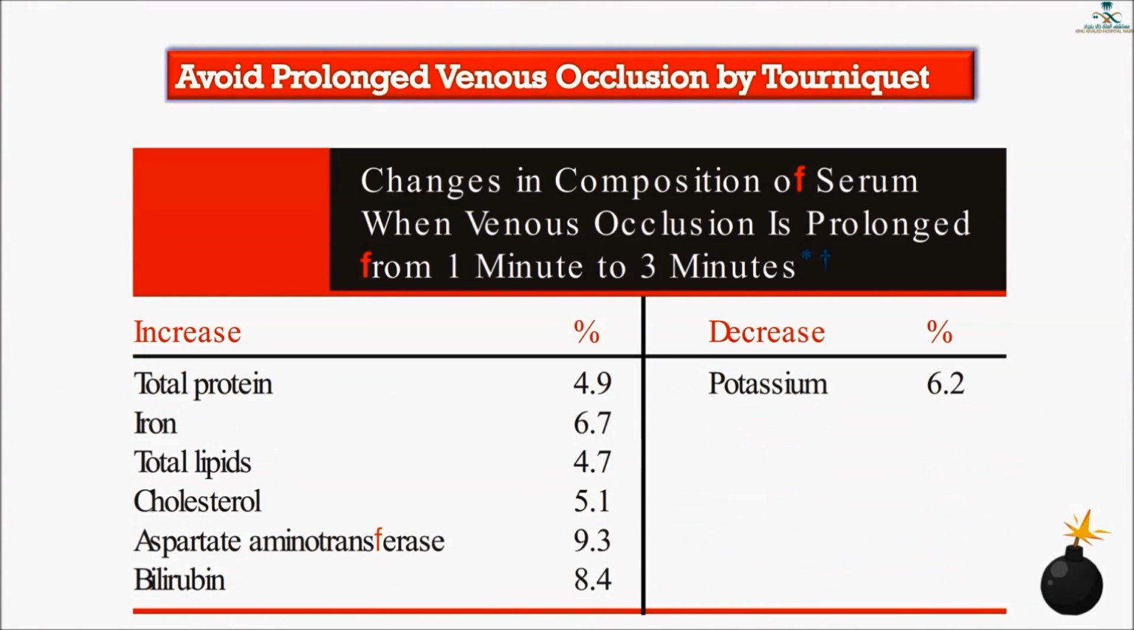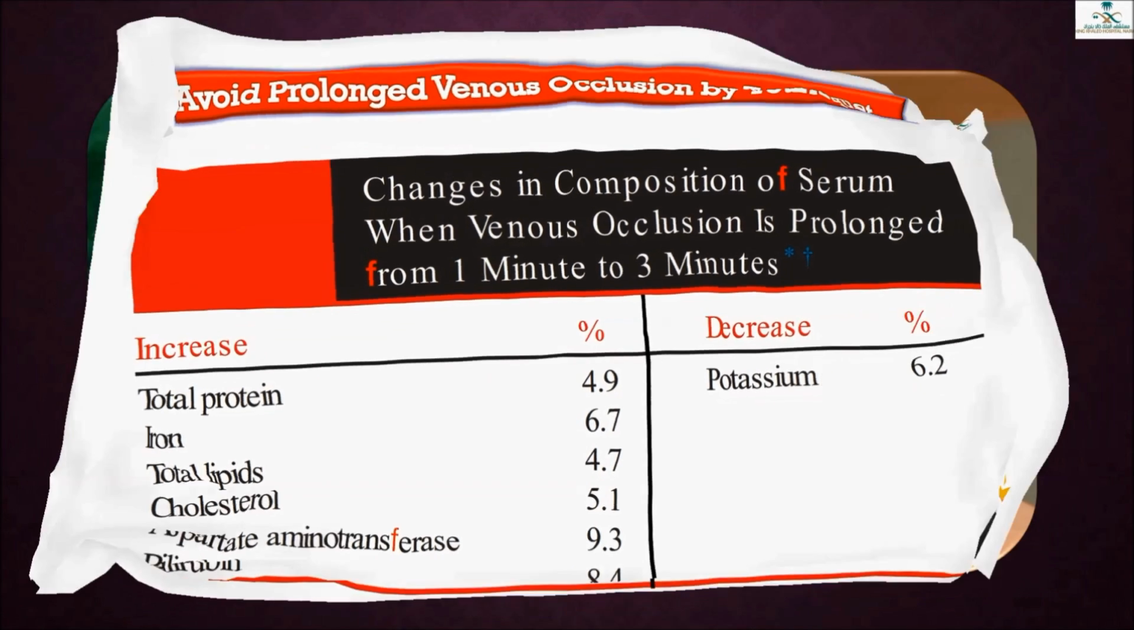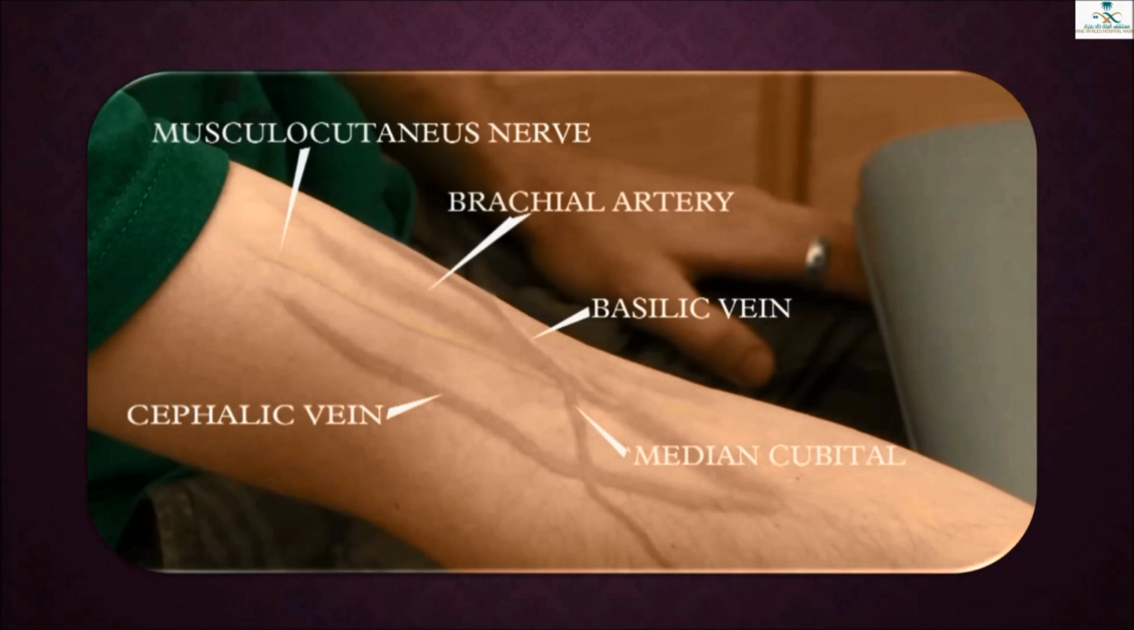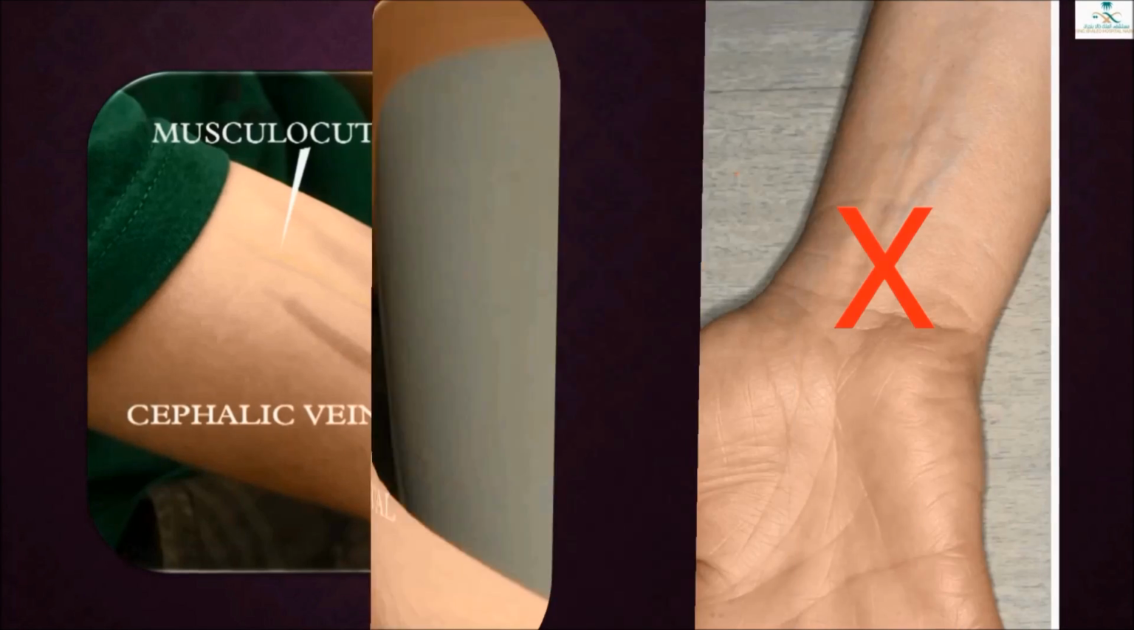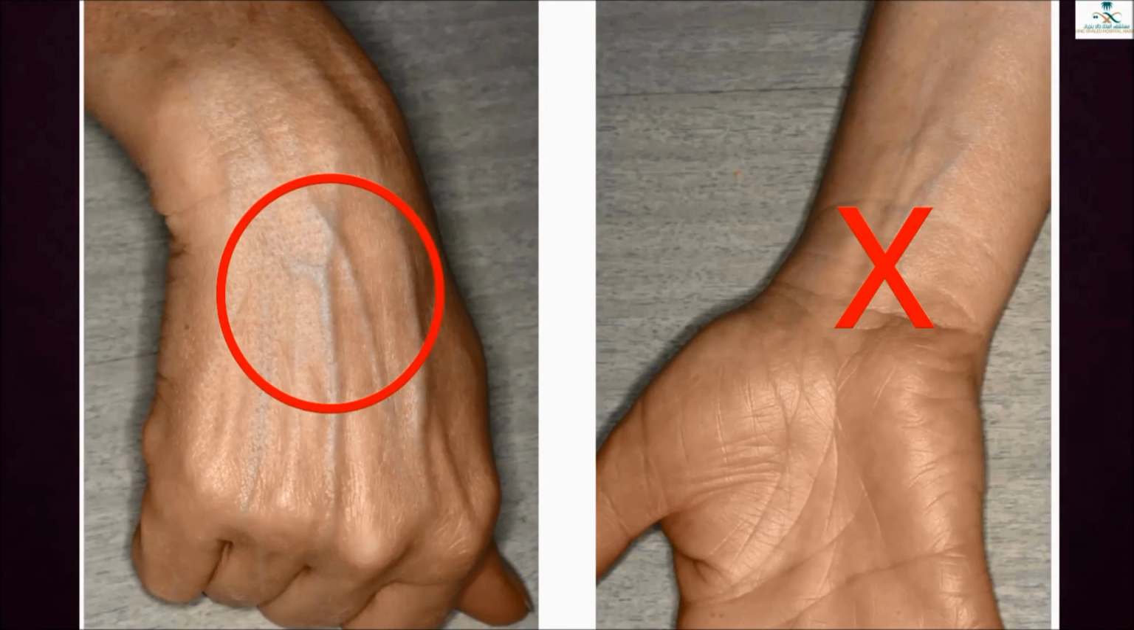Avoid prolonged venous occlusion by the tourniquet. It affects the results of many analytes. You should know the anatomy of the withdrawal site to avoid unnecessary injury of important structures. Avoid the palmar surface of the wrist joint.